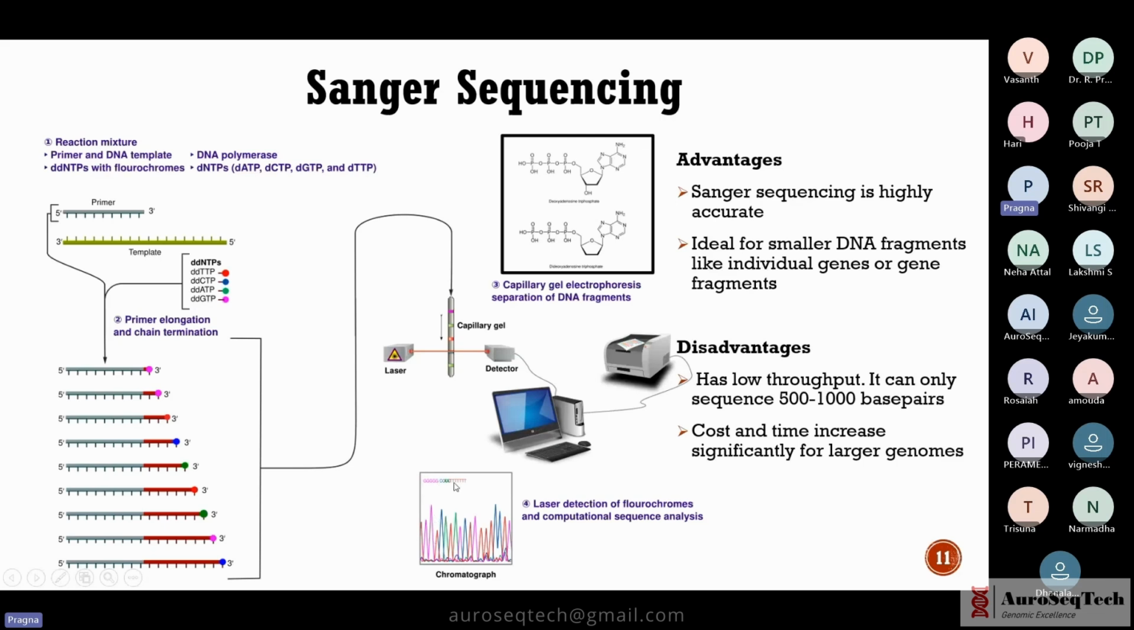Here you see the sequence. Each peak represents one base. For example, here blue represents maybe C or something. So this is how we get the DNA sequence.